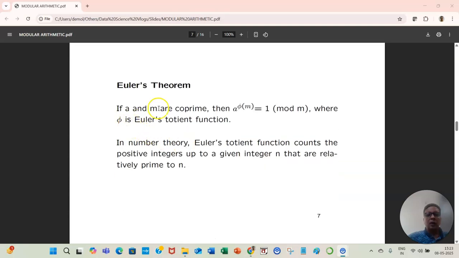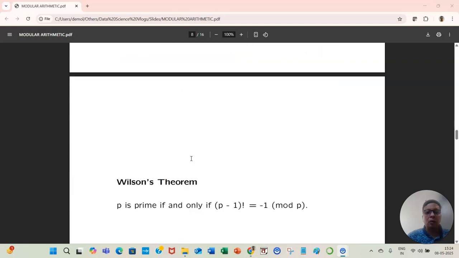Euler's theorem: if a and m are co-prime, then a to the power phi of m ≡ 1 mod m, where phi is the Euler totient function. In number theory, Euler's totient function counts the positive integers up to a given integer n that are relatively prime to n. The number of x that are relatively prime to n and less than or equal to n is denoted by Euler's totient function. And for it, if a and m are co-prime, then a to the power phi of m ≡ 1 mod m. We have all got the proofs of it, but I am omitting them here.